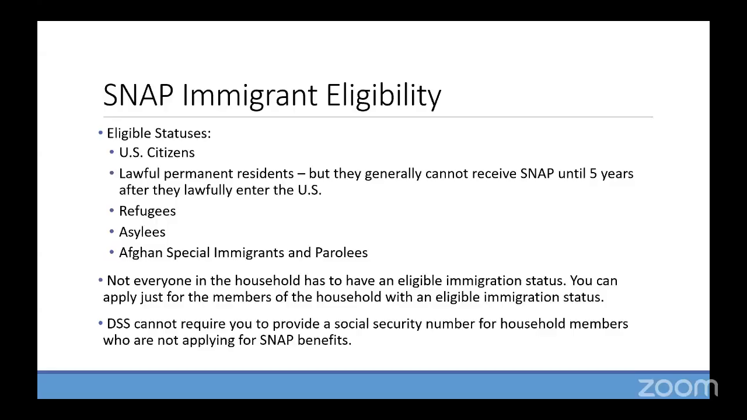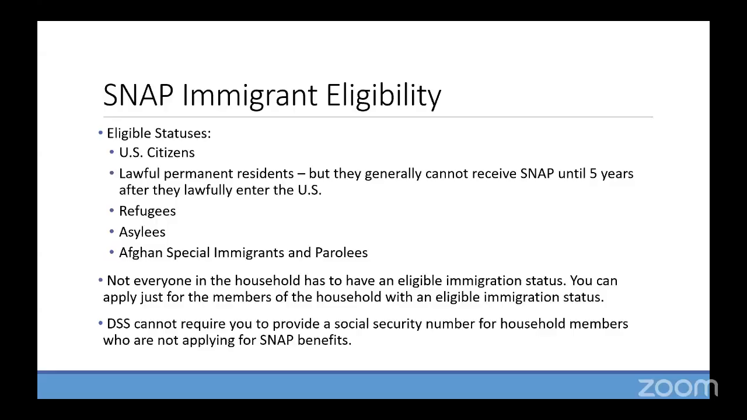People who are refugees, people who have been granted asylee status, or Afghan special immigrants and parolees are also eligible for SNAP benefits. This is not an all-encompassing list, so if someone has a different immigration status, they may still be eligible. They would need to apply and give their immigration information to DSS to see if they are eligible. But undocumented folks are not going to be eligible for SNAP benefits.